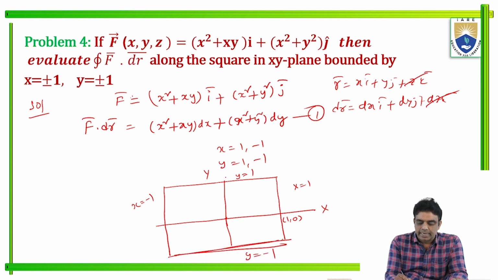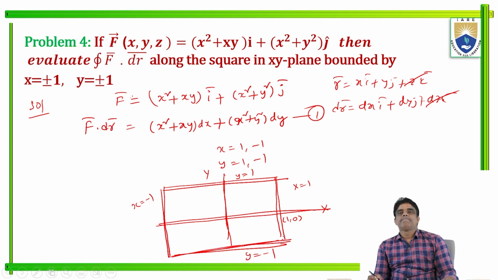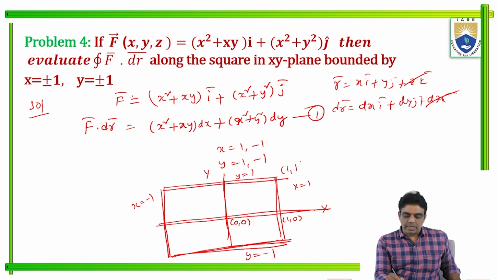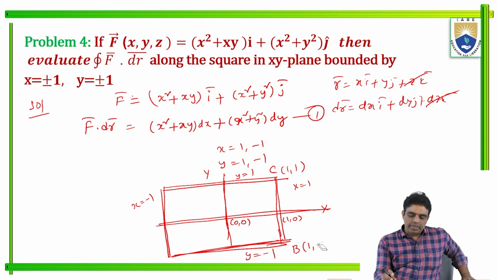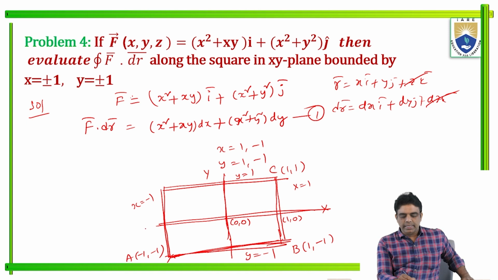So treat each as a straight line. These are the 4 lines: x is equal to 1, x is equal to minus 1, y is equal to 1 and y is equal to minus 1. These are the 4 boundaries of this square. So this is (0, 0), then this is (1, 0) and this point is (1, 1). So the vertex C is (1, 1). And what is this vertex? B is x is 1, y is minus 1. And what is the A value? Minus 1 comma minus 1: x is minus 1 and y is also on the negative side, minus 1.